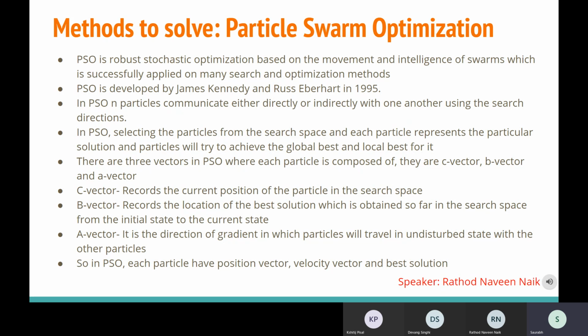There are three different kinds of vectors possible in particle swarm optimization for a particle to move in the search space: C vector, B vector, and A vector. C vector records the current position of a particle in the search space. B vector records the location of the best solution obtained so far in the search space, from the initial state to the current state. A vector is a direction or gradient in which the particle will travel without disturbing any other particles in the search space.